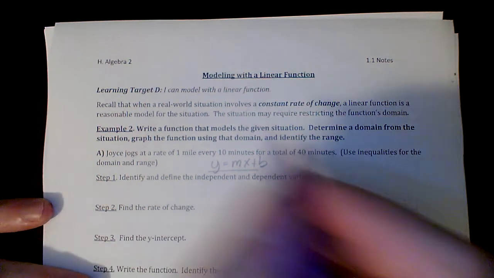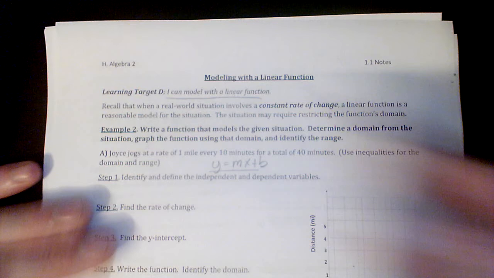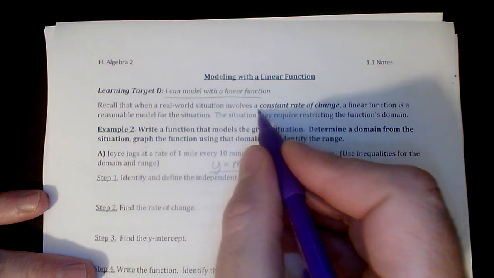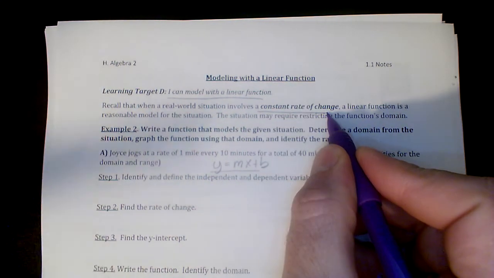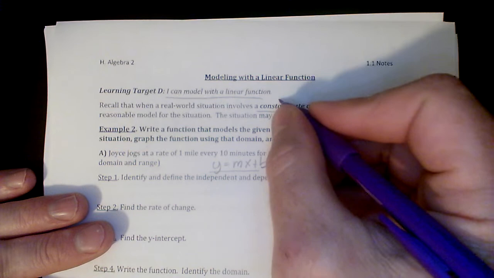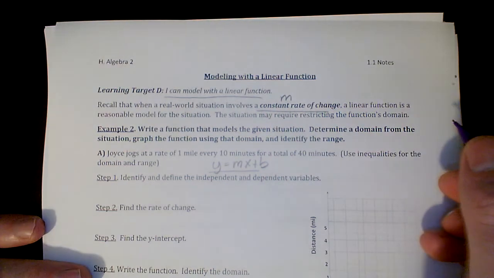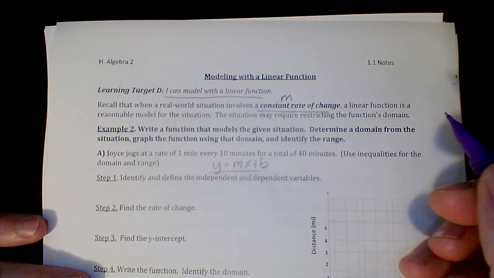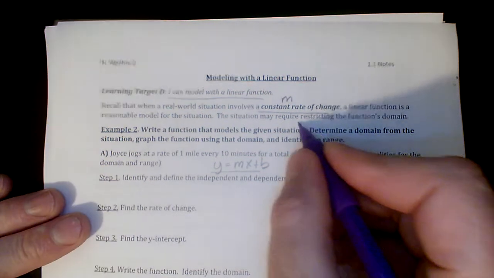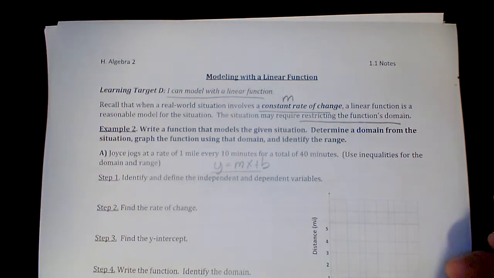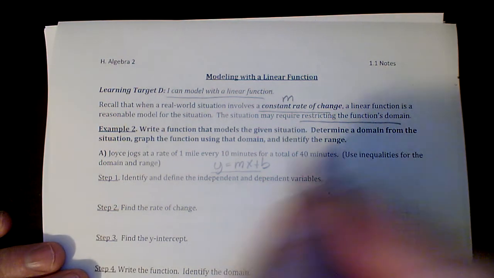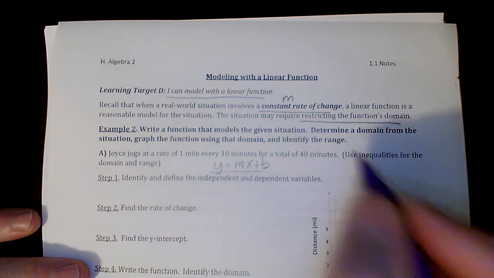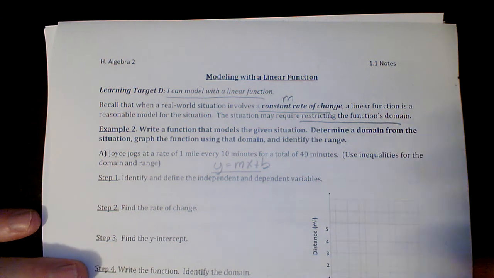But let's read it, so I can model a linear function. This is a review. Recall that when a real-world situation involves a constant rate of change, that's what slope is. I'm going to write m up here, but it's slope. A linear function is a reasonable model for a situation. The situation may require restricting the function's domain. So to write a function that models the given situation, determine the domain of the situation, graph the function using the domain, and identify the range.